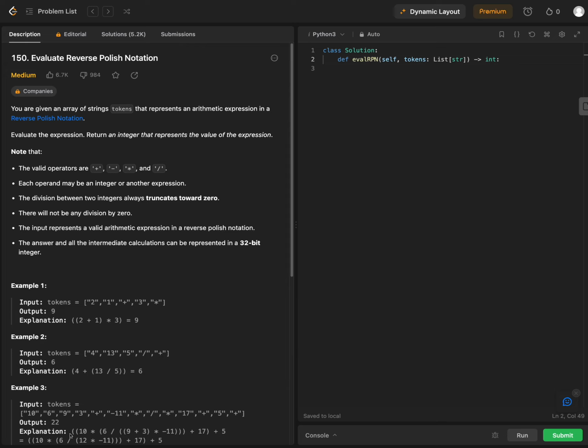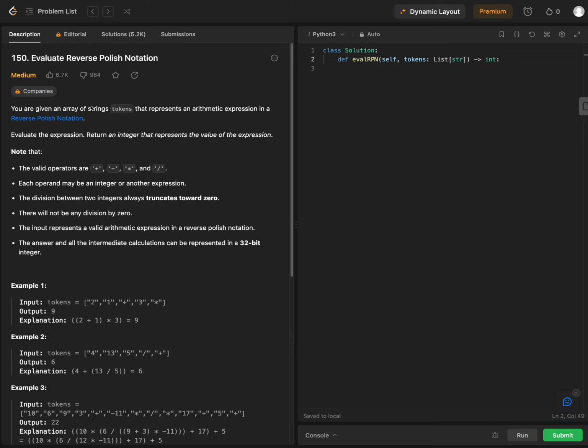Hi, welcome back. Today we're going to do the next question in this series of stack questions, which is to evaluate the reverse Polish notation. So we are given an array of string tokens that represent an arithmetic expression in an RPN.